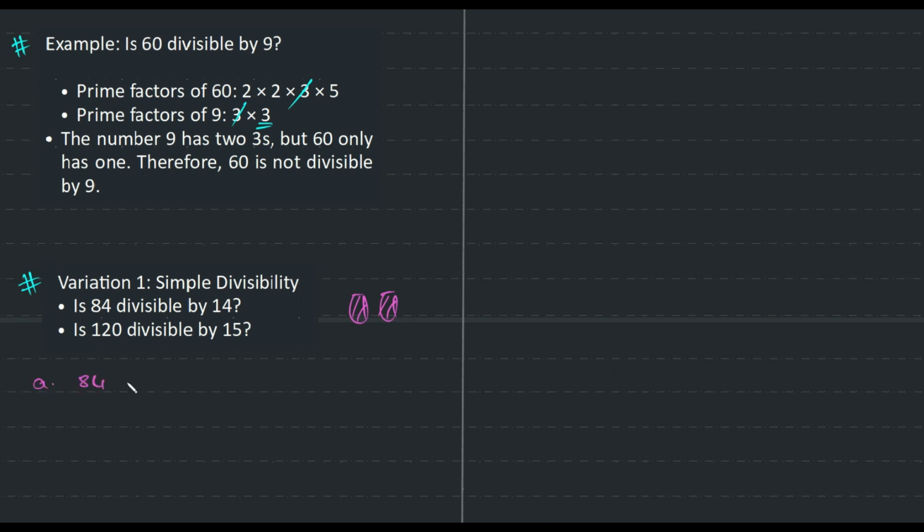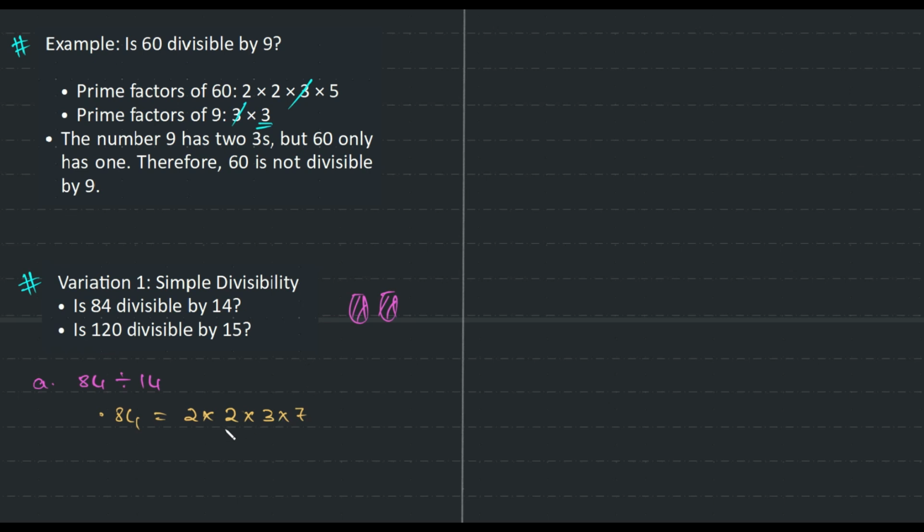So we have 84 getting divided by 14. The first step is prime factorization. So 84 can be written as 2 into 42. 42 can be written as 2 into 21. 21 can be written as 3 into 7, right?